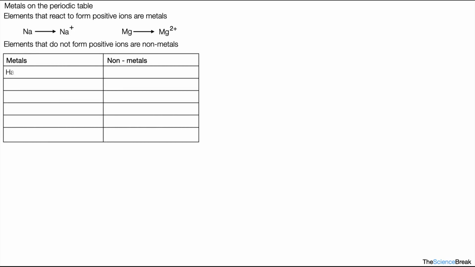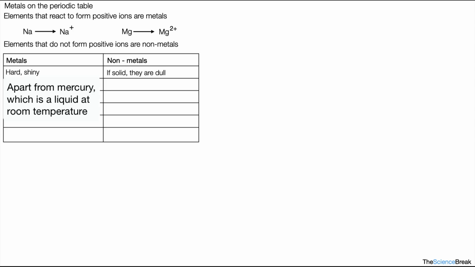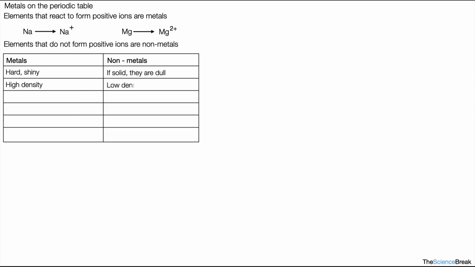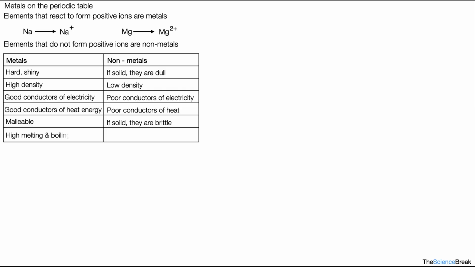So what are the differences? Metals, they are hard and shiny. Non-metals, if they are solid, are dull. Metals have high density. Non-metals have low density. Metals are good conductors of electricity, whereas non-metals are poor conductors of electricity. Metals are good conductors of heat energy, whereas non-metals are poor conductors of heat energy. Metals are malleable, which means they can be bent or hammered into shape, whereas non-metals, if they are solid, are quite brittle. That means they crack.